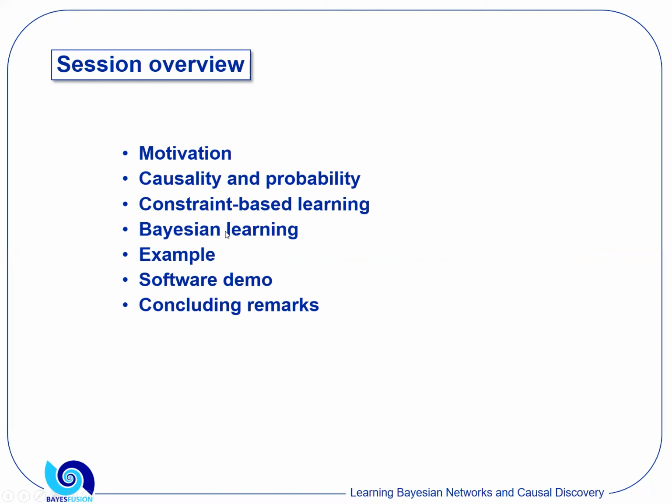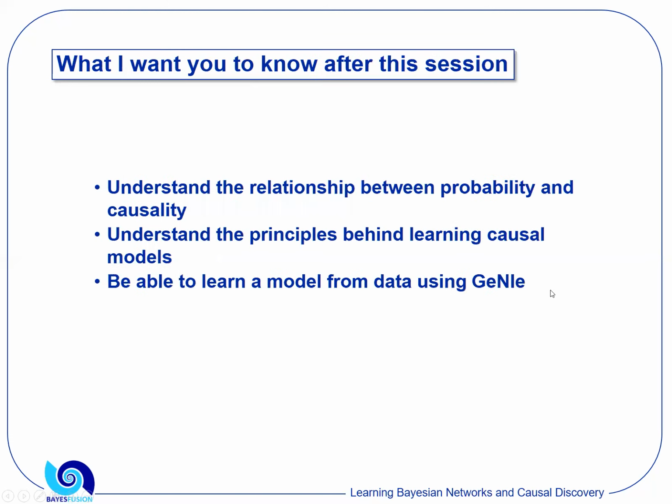Bayesian learning is another approach. I'm going to outline it briefly to you. It's probably much easier to understand for computer scientists, but it's not as clear as the first approach in terms of the link between causation and probability. I guess the relationship between probability and causality is the important thing here. And then the principles behind learning the causal models. These are the main goals.